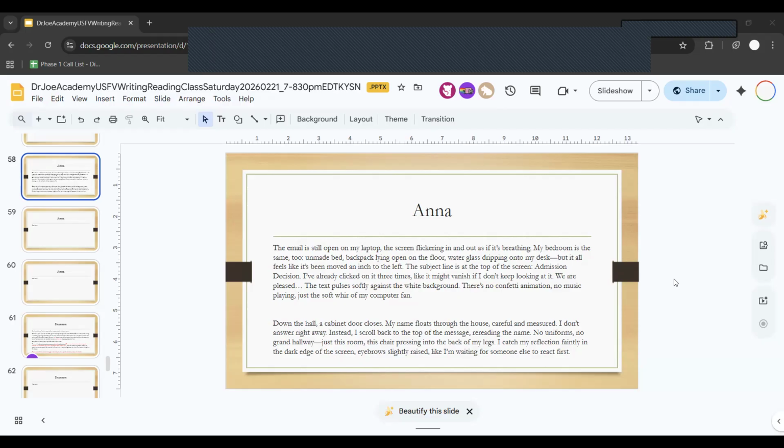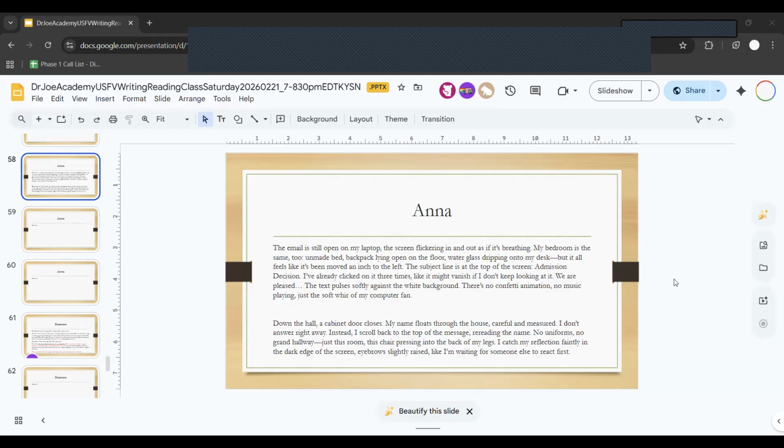I forgot to italicize that. We are pleased. The text pulses softly against the white background. There's no confetti animation, no music playing, just a soft whir of my computer fan. Down the hall, a cabinet door closes. My name floats through the house, careful and measured. I don't answer right away.